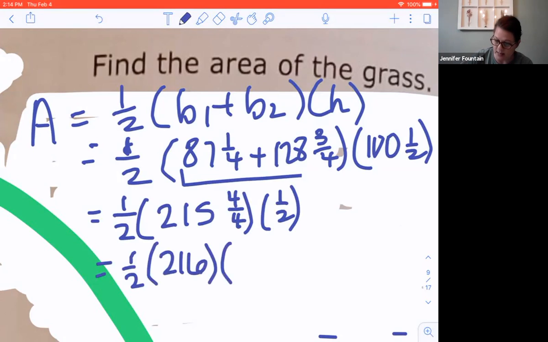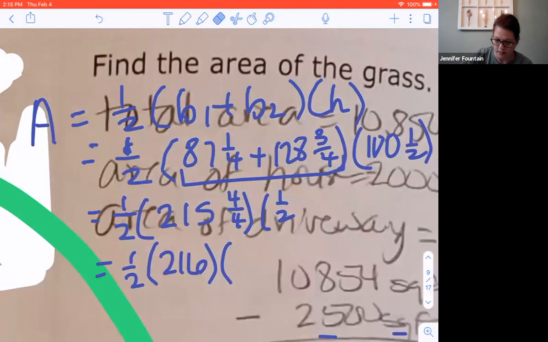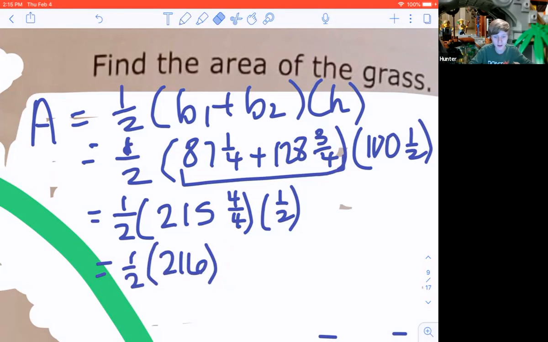216 times, not 1/2. What am I doing there? This needs to be 100.5. Oh my. Jennifer. Yes, dear. It's actually 216. Like I did it on my calculator. I can't really see it very well because of the background, but it's 216.